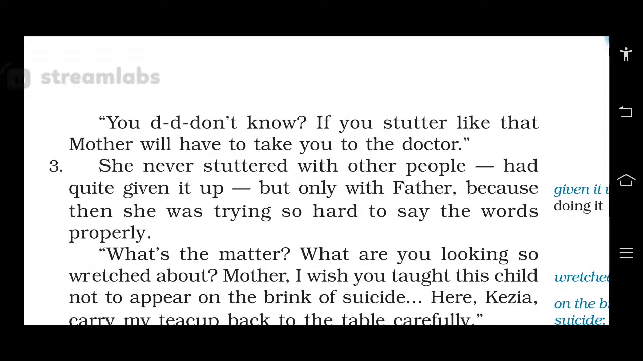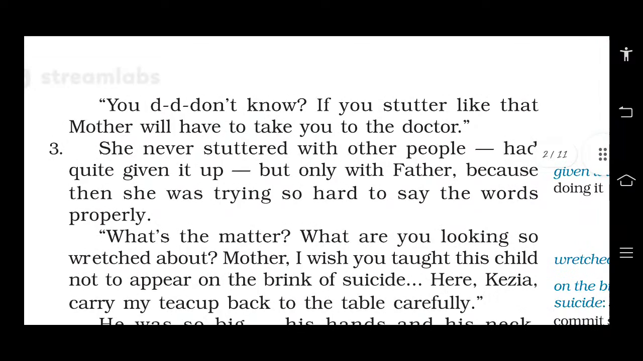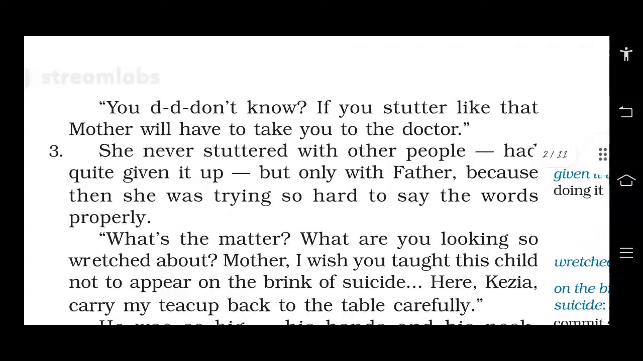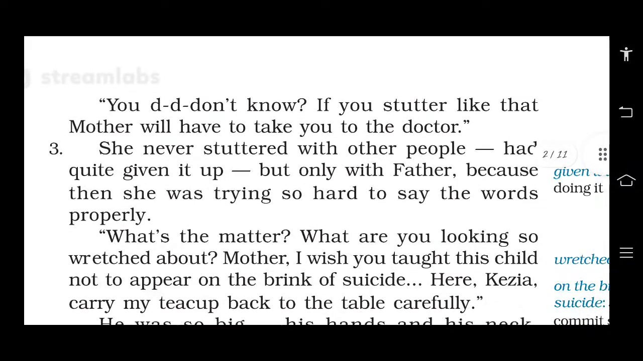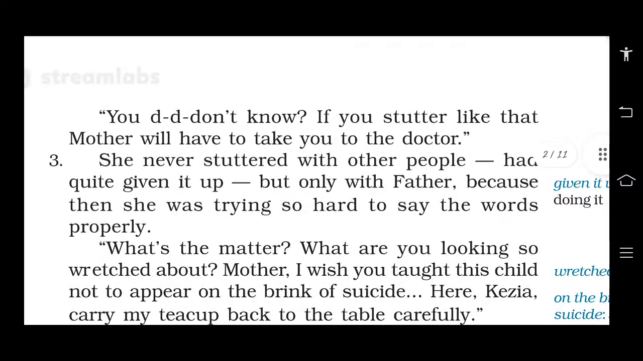She never stuttered with other people. But here we have to read the third sentence. By reading the third sentence, we can understand. Actually, she doesn't stammer when she is speaking with other people, but only with father. Such kind of stammering she usually gets when she is trying to speak with her father. So by going through these things also we could understand.